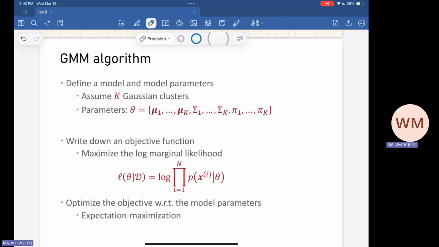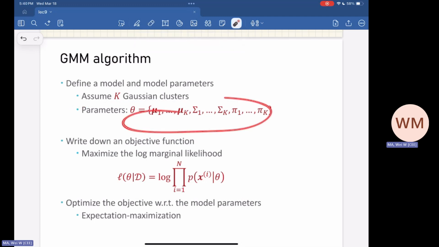So here is the summarization. You can see that we assume there are k Gaussian clusters, and we have those parameters that we want to find, and our objective you already wrote. So we want to solve this problem. Here we are introducing an important concept that is widely used, called the EM algorithm.